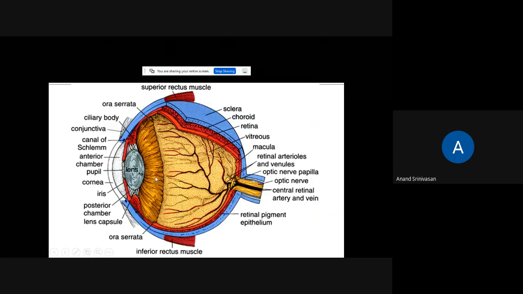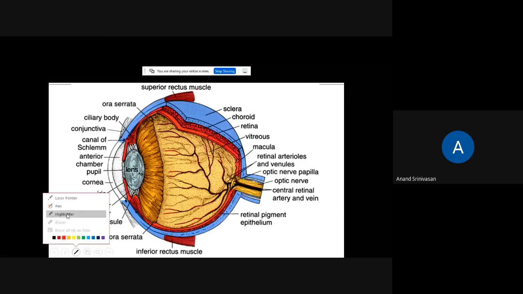Now here are all the other structures together. You need not know all the structures, but at least remember the ones which we have seen. We have seen the sclera, the choroid, and the retina, the three layers. Then in the anterior part, we have seen the ciliary body.